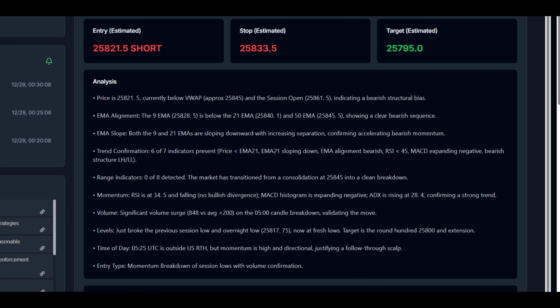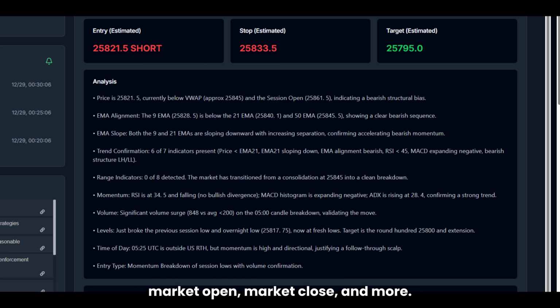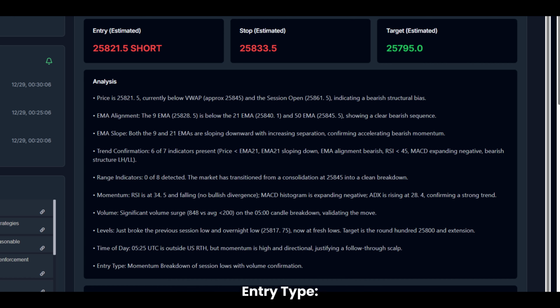Time of day. Evaluating the time of day, Evolve checks for regular trading hours, extended trading hours, market open, market close, and more. Currently, it is outside regular trading hours, but determines that the momentum supports the trade. Entry type. This is the summary of why Evolve has decided to take the trade. In this case, it is due to momentum and volume.